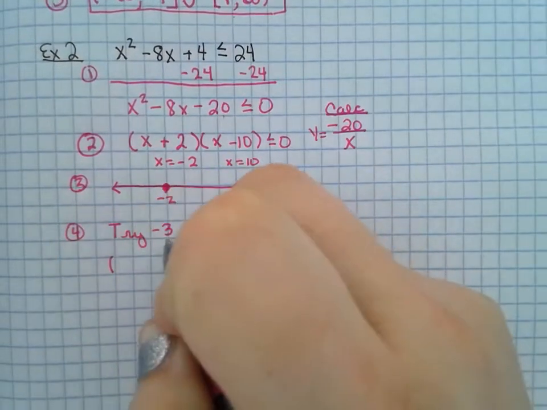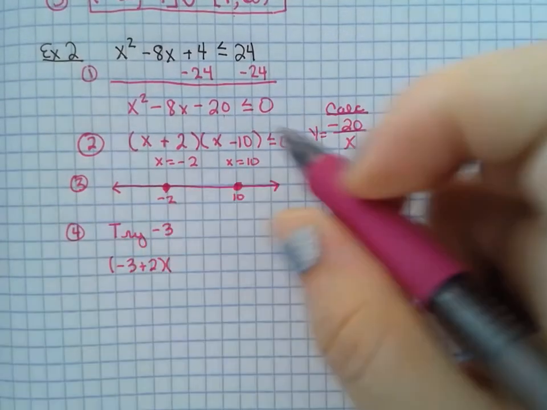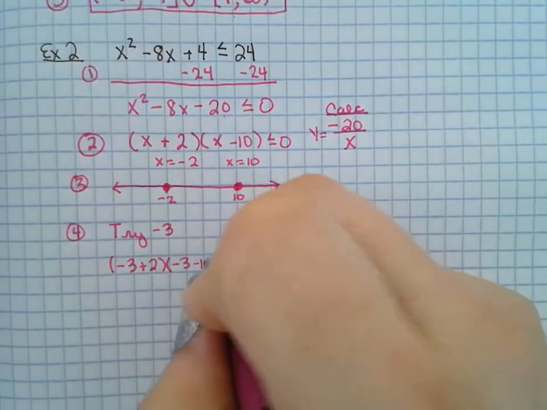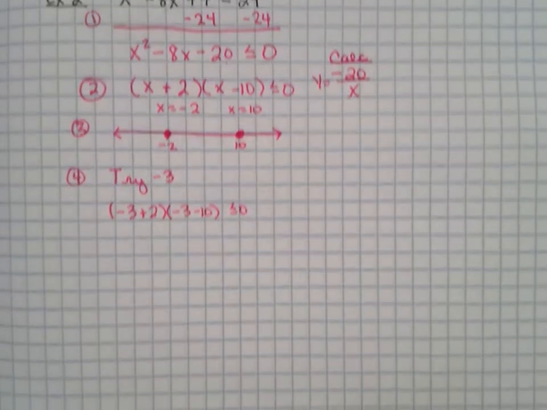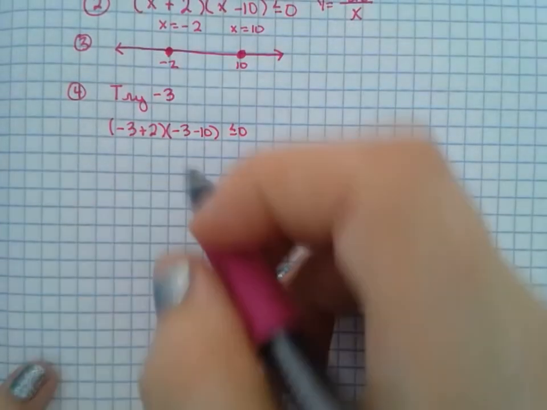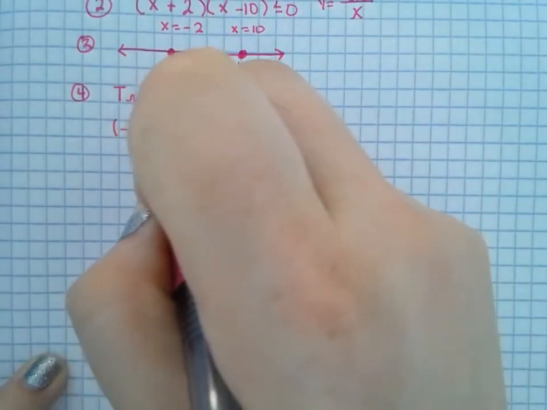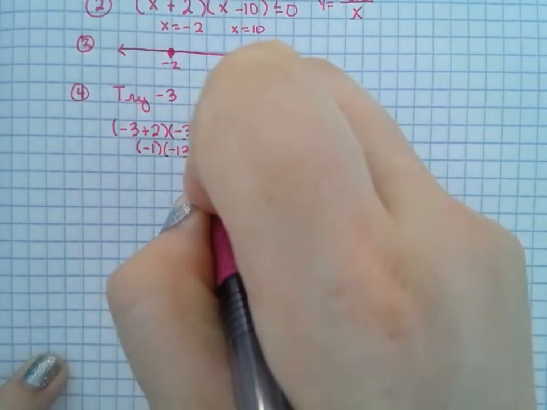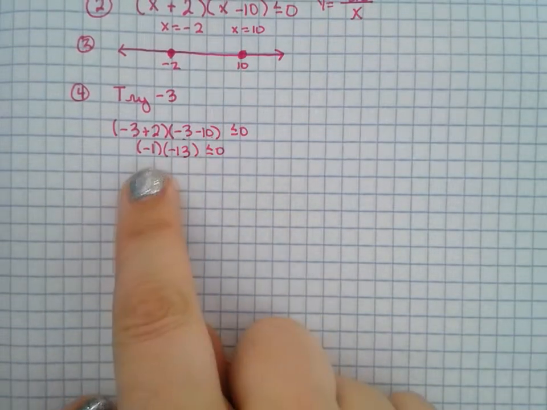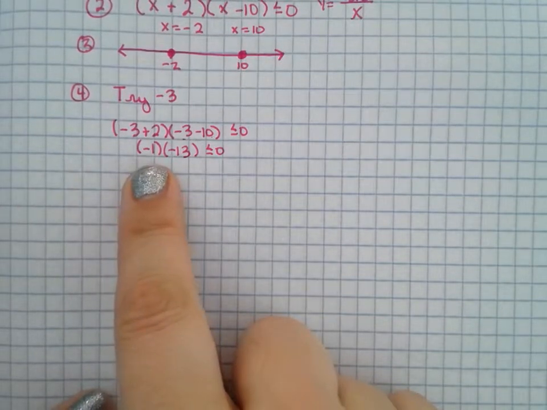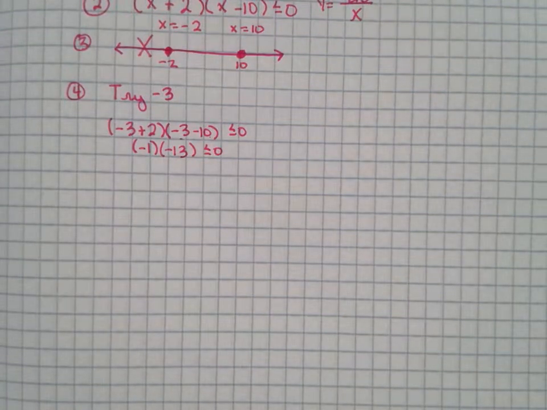So if I try negative 3 plus 2, and then negative 3 minus 10, is that less than or equal to 0? That's what we're testing. All right, well, negative 3 plus 2 is going to give me a negative 1. And a negative 3 minus 10 gives me negative 13. Is negative 1 times negative 13 less than or equal to 0? No. It's going to give me a positive 13, and positive 13 is greater than 0. So this one does not work.